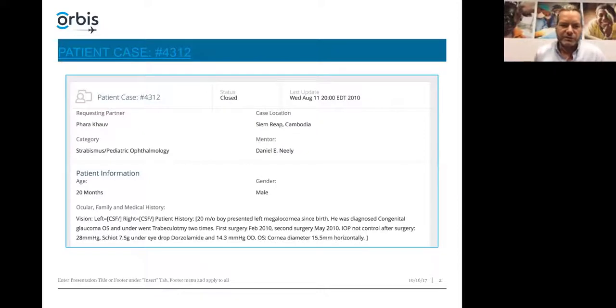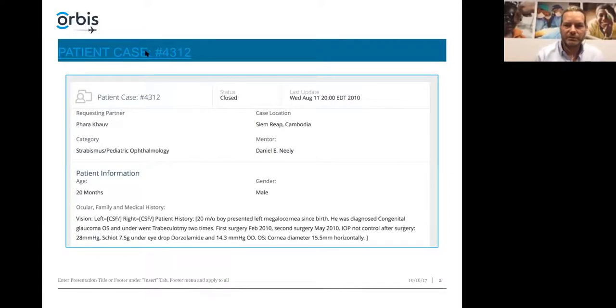So he had a diagnosis of congenital glaucoma, obviously, and underwent trabeculotomy twice. Even with those 2 trabeculotomies, he still had difficulty with his intraocular pressure, and you can see that his pressure was 28 millimeters of mercury, and he had this very large cornea of 15 millimeters.